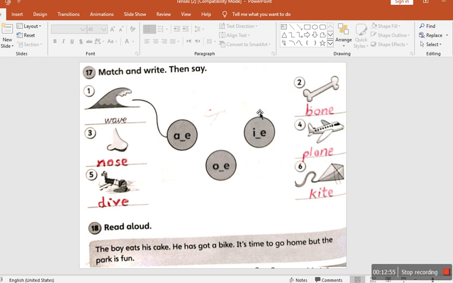Plane, AE. Dive, IE. And finally, kite, IE, and at the end you're going to read this again. The boy eats his cake. He has got a bike. It's time to go home, but the park is fun.